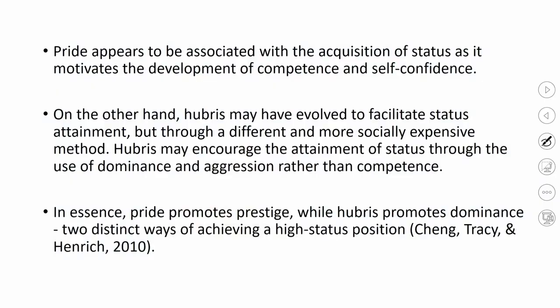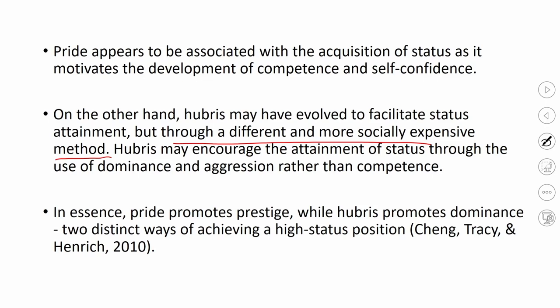Pride appears to be associated with the acquisition of status, as it motivates the development of competence and self-confidence. This is what we have discussed also. On the other hand, hubris, the negative aspect of pride, associated with arrogance and egoism, might also have evolved to facilitate status attainment, because you are expressing dominance, but through a more socially expensive method. Socially expensive means that there is a cost involved: other people may reject you, other people may not like you. That cost is involved in hubris, but still the purpose of hubris is that the person is expressing status.